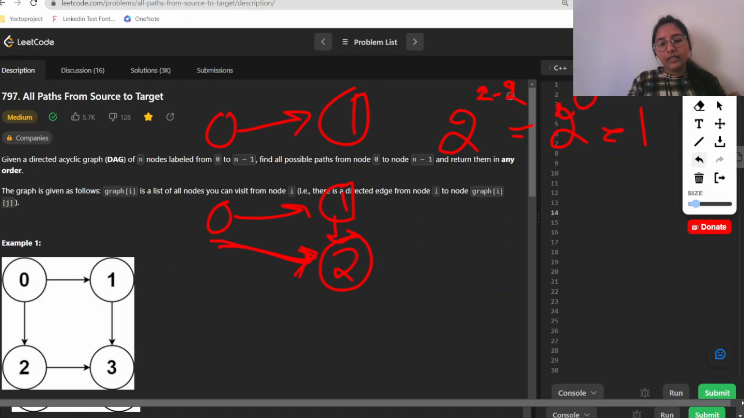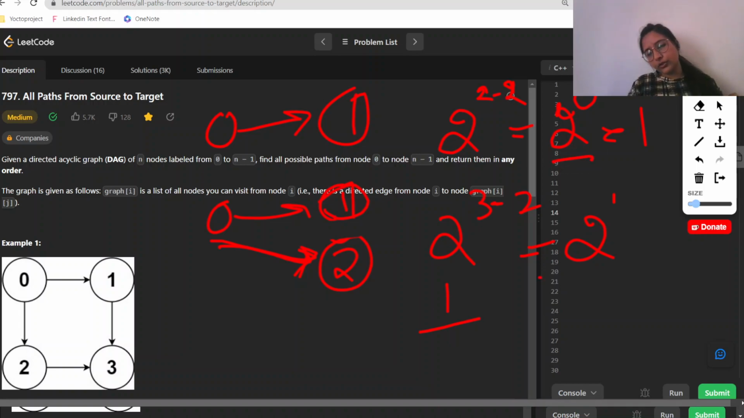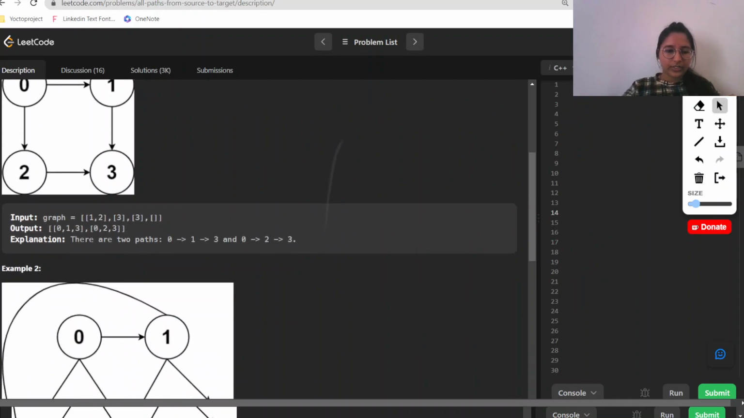If this is also there, then with total number of nodes 3, 3 minus 2 is 1, so 2 raised to power 1 paths were there. But there could be a possibility that this edge is not there, so here only one path is there. Basically, I'm saying that it maps 2 raised to power 0, 2 raised to power 1. So as per the number of nodes, there could be this many paths. But now the main question is: whatever paths are present in this particular graph given to us, how many exactly are there? That is what we are required to do in this question.